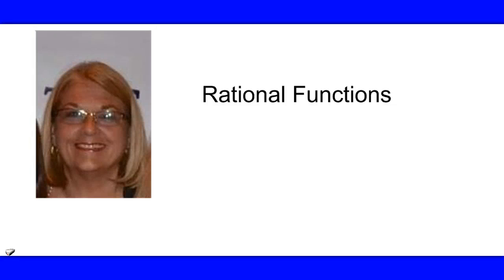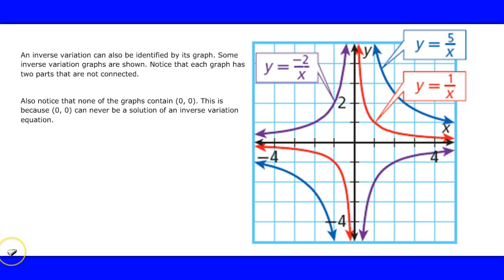All right, we're going to talk today about rational functions. In a previous video, we talked about inverse variations, and an inverse variation is just the simplest form of a rational function. Here are three graphs of inverse variations: the red one, the blue one, and the purple one. We said that these were not connected pieces, so there are two pieces to each graph. And in these cases, our x and y could not be equal to 0.